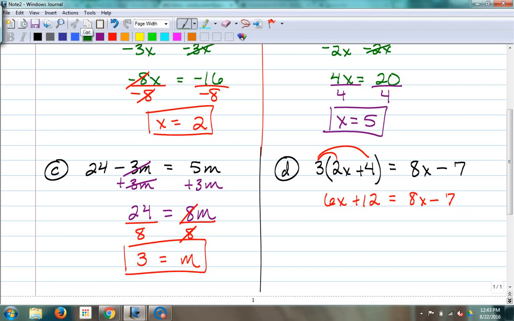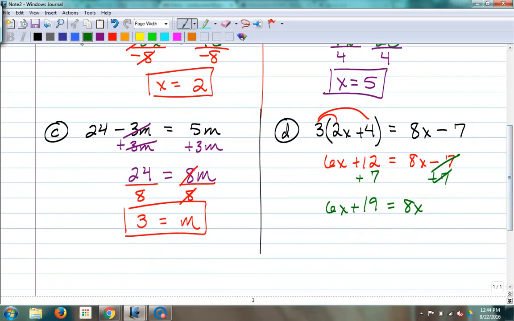And now what's one possible way to work this one? You could subtract 6x. You could add 7 to both sides if you wanted to. You could also subtract 12, whichever way you want to do that. I'm going to add 7. That way I just get rid of the minus part. But subtracting 12 would also be correct here. There's 8x by itself now, and we have 6x plus 19.